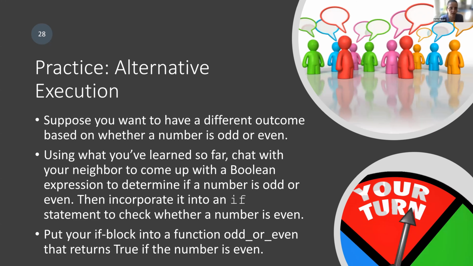Suppose you want to have a different outcome based on whether a number is odd or even. Do you remember that we had a test for evenness and oddness earlier in the course? Think about that. Using what you've learned so far, chat with your neighbor to come up with a Boolean expression to determine if a number is odd or even, then incorporate it into an if statement to check whether a number is even. Put your if block in a function odd or even that returns true if the number is even. All right, so you can feel free to pause the video and go ahead and try this exercise. And when you're ready, we will join you on the next slide.